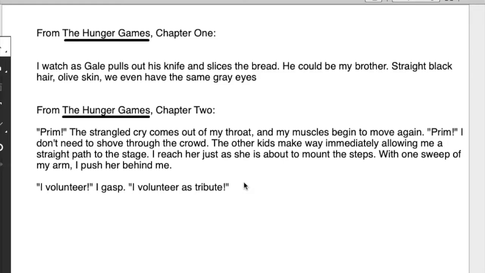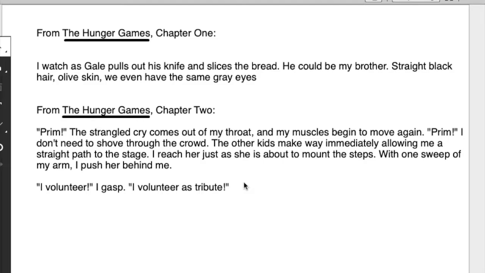It says, "I watch as Gale pulls out his knife and slices the bread. He could be my brother, straight black hair, olive skin, we even have the same eyes." So we don't really learn anything about Gale's personality here, but we do learn about his physical appearance, which is part of characterization, is helping us understand what our characters do look like. So this is an example of direct characterization. The author saying specifically what the character looks like.